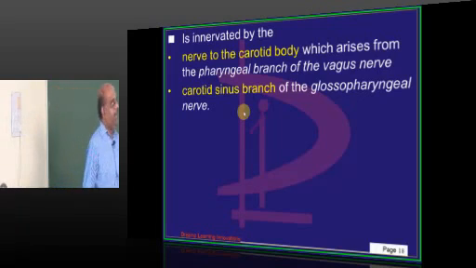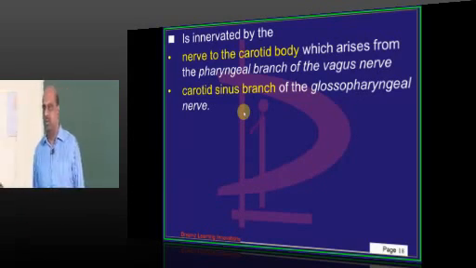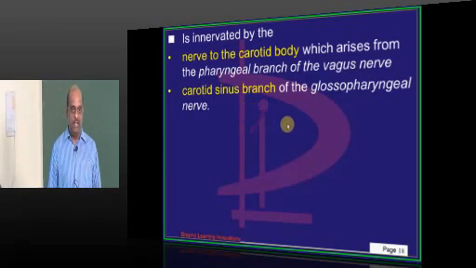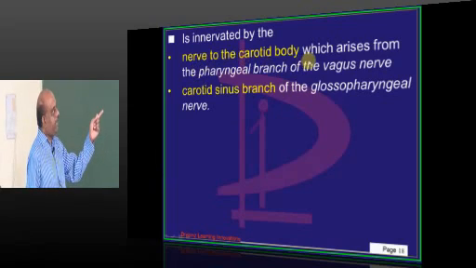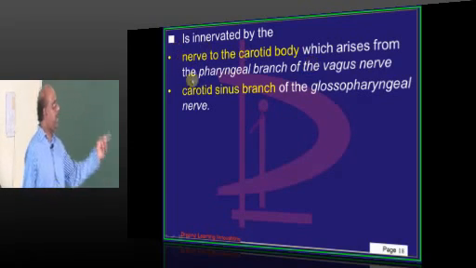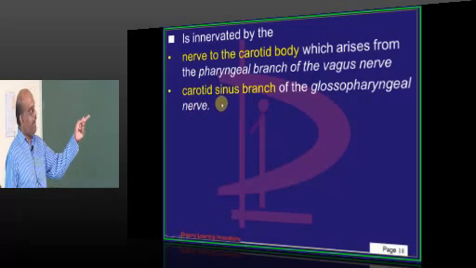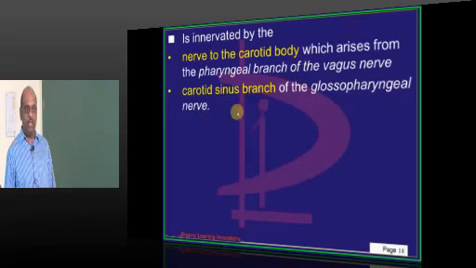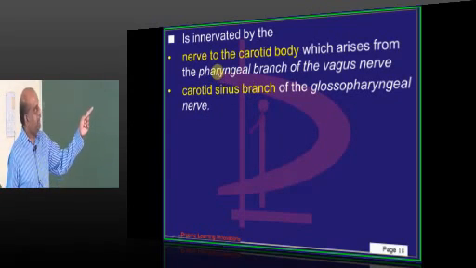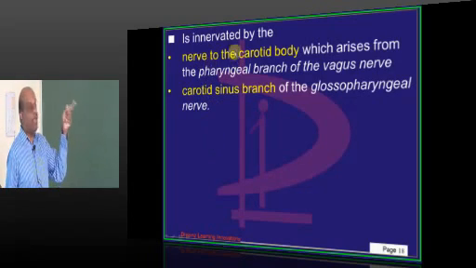And what is the afferent and efferent to this carotid reflex is one of the common questions in the exam. So there is a nerve to the carotid body which arises from the pharyngeal branch of the vagus, and also it is innervated by carotid sinus branch of the glossopharyngeal. Both glossopharyngeal and vagus basically supply, but commonly examiner will ask, what is the carotid sinus nerve? What is the nerve to carotid body?